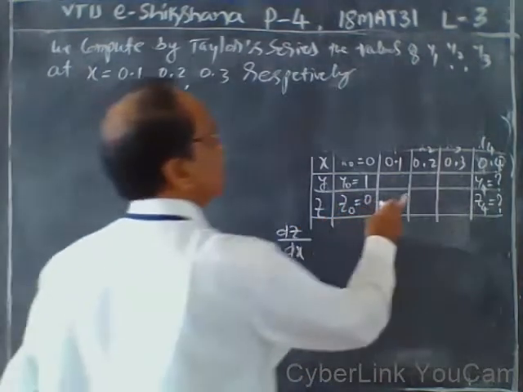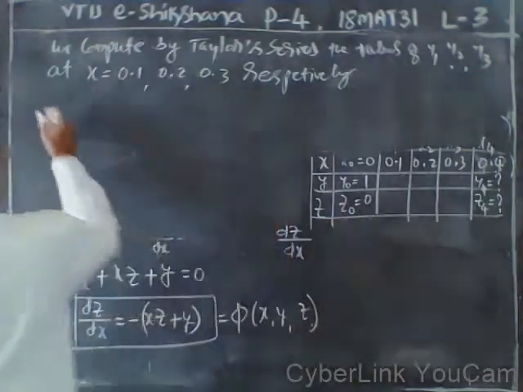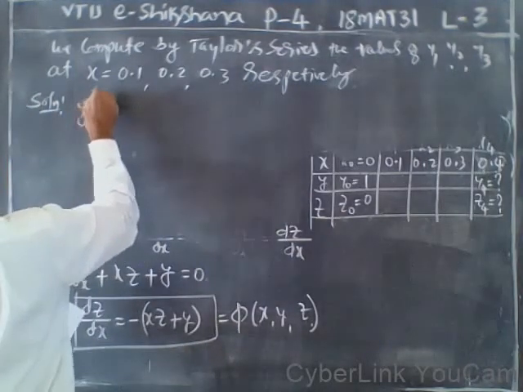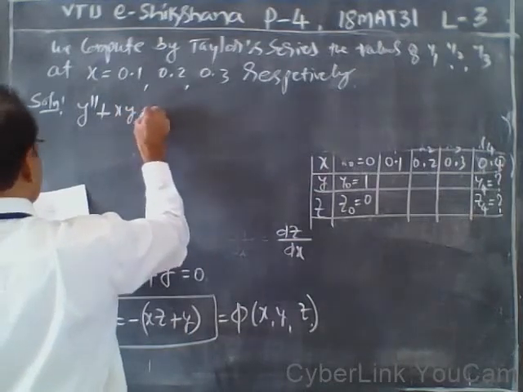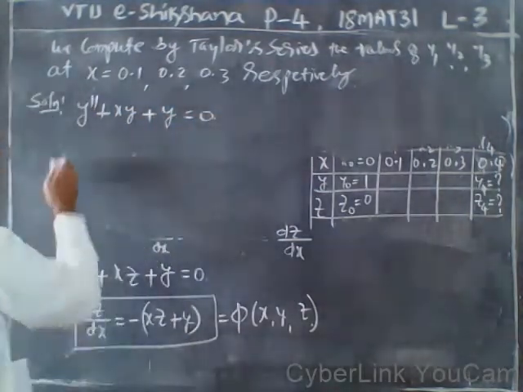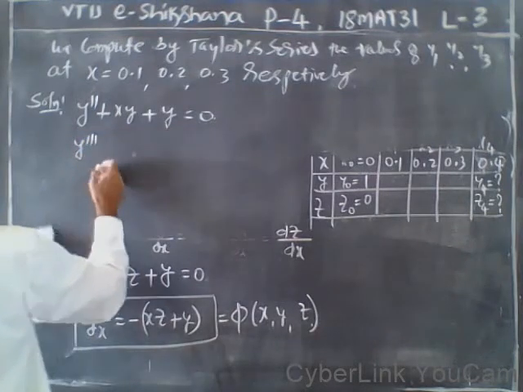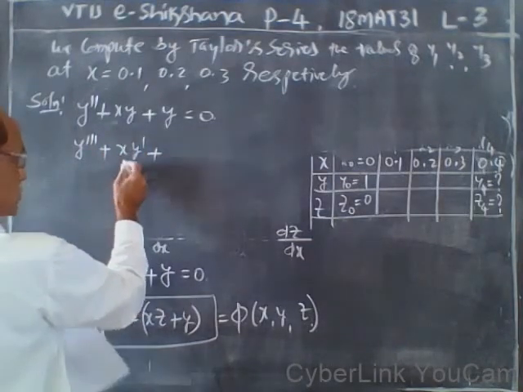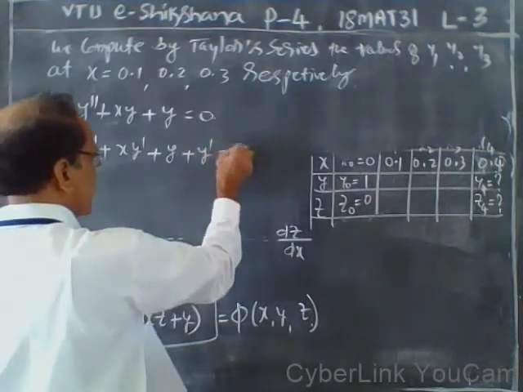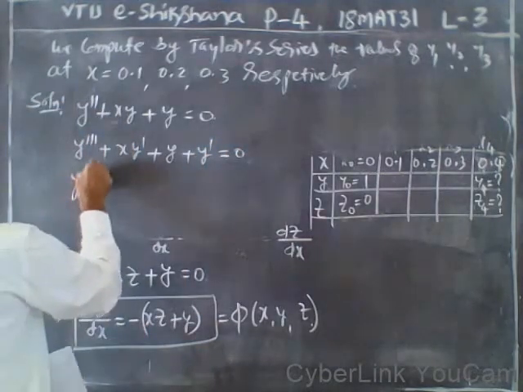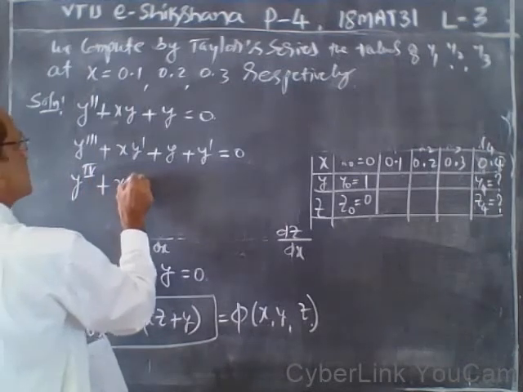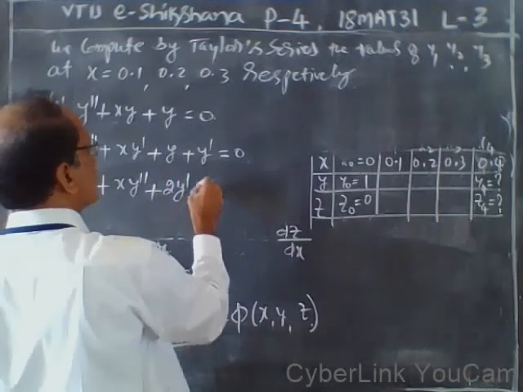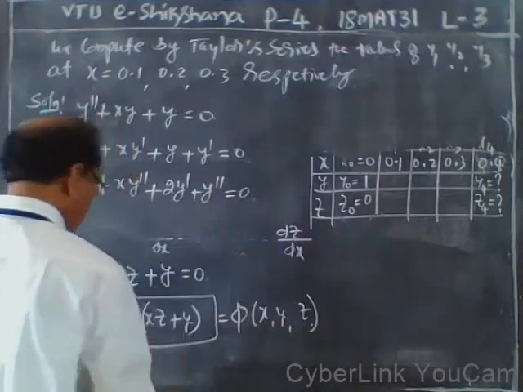Now we will take the advantage of this z naught. The given differential equation is, even without reducing, as it is, y double dash plus xy plus y is equal to 0. Here itself I will take y double dash plus x into y dash plus, this is a product of two functions, then y, plus y dash equal to 0. Then y fourth order derivative plus x into y double dash plus y dash, this y dash becomes 2y dash, and plus y double dash equal to 0.